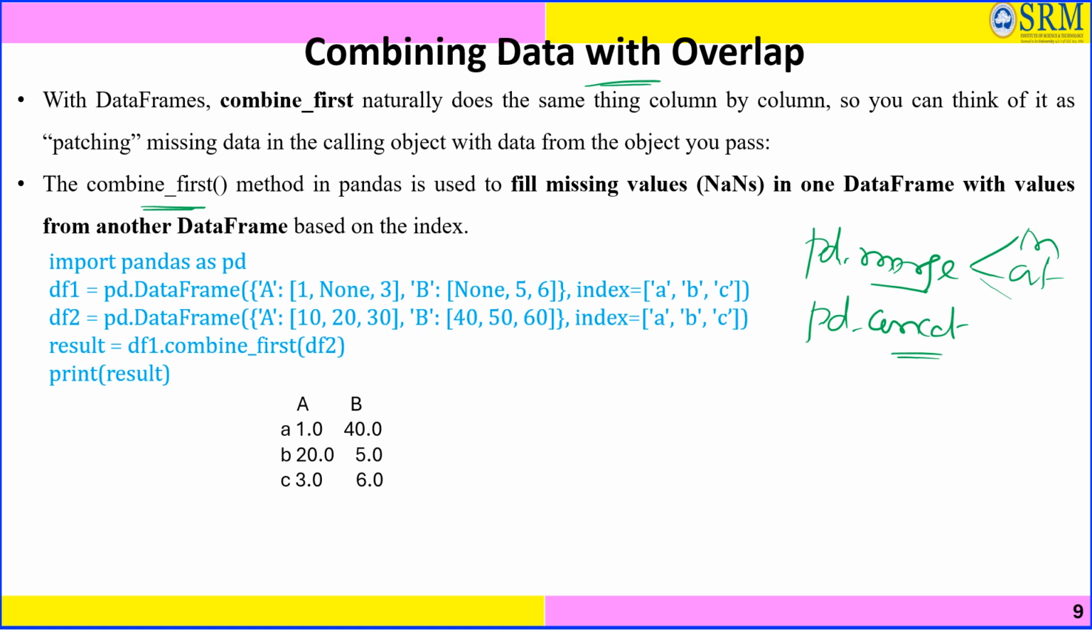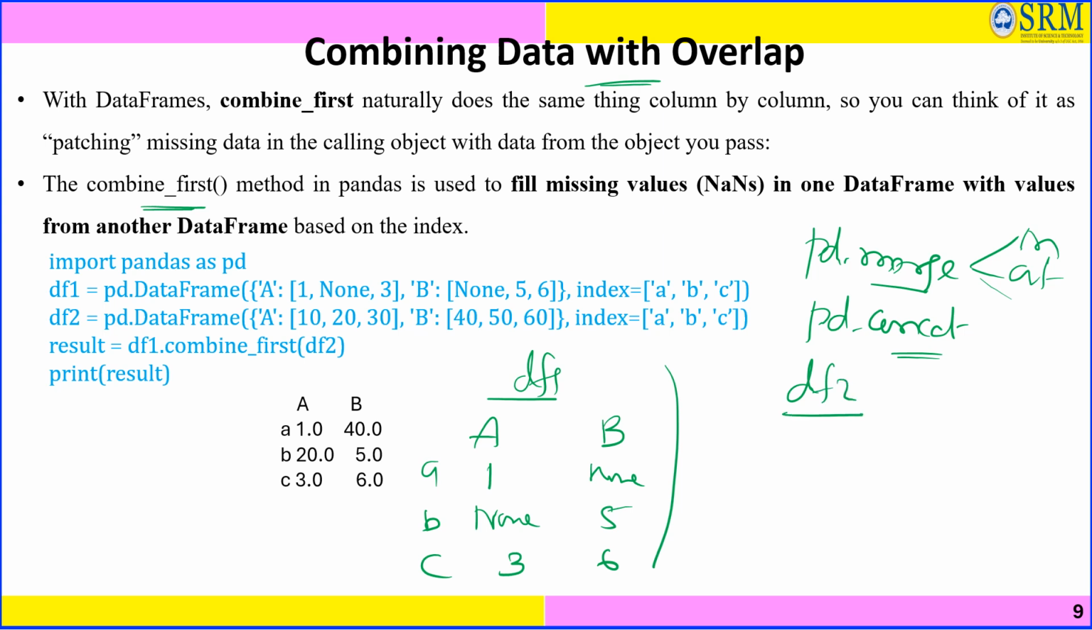And suppose you use combine first, so actually we'll take this data frame first. df1 has a column A with first data 1, then none, and then 3. Okay, and next is B, which is none, and 5 and 6. For this the index is a, b, c. Okay, this is one data frame. And the next data frame also has index a, b, c, and then A is 10, 20, 30, and B is 40, 50, 60.